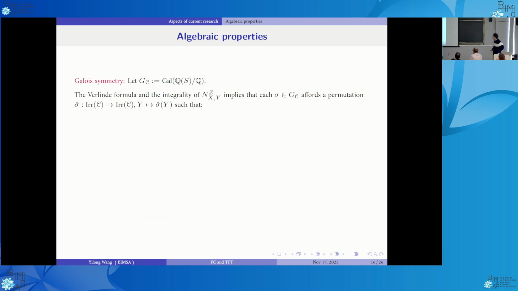So there are many aspects of research that we can do on modular fusion categories and also on TFTs. And one of the aspects that I have been working on is the algebraic properties of these categories. For example, I mentioned that these twists, theta, according to the theorem, are roots of unity, right? And also these quantum dimensions are cyclotomic integers. So this integrality is a very important algebraic property of these categories. In particular, we have a Galois symmetry.